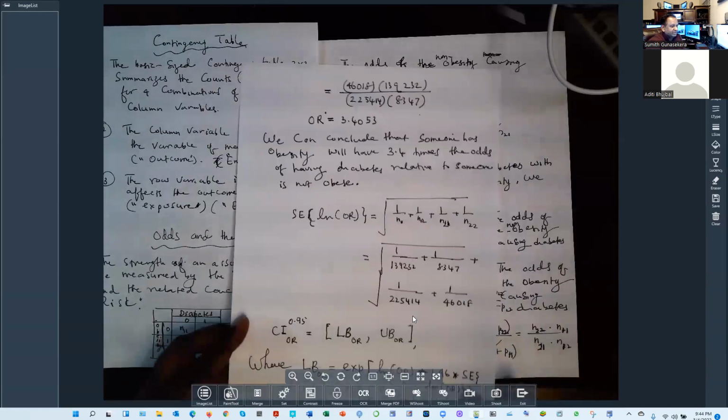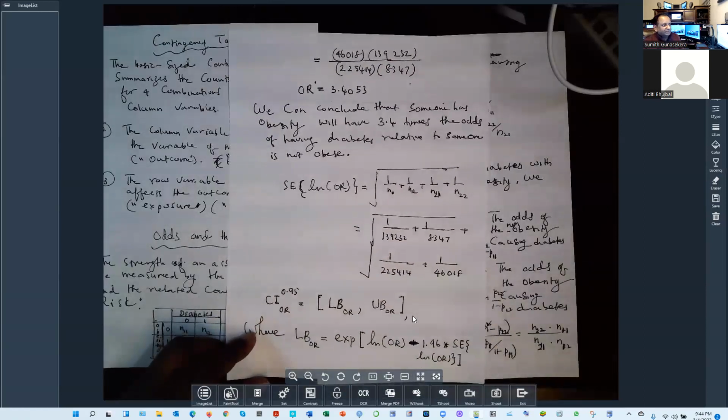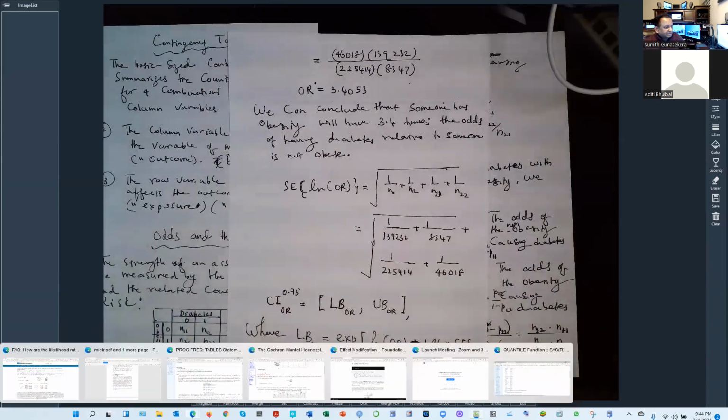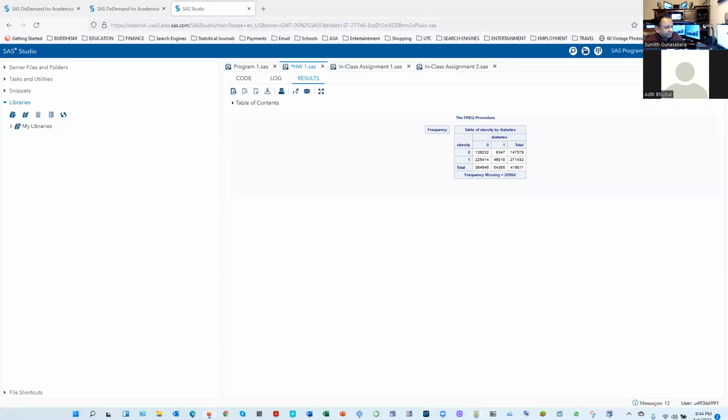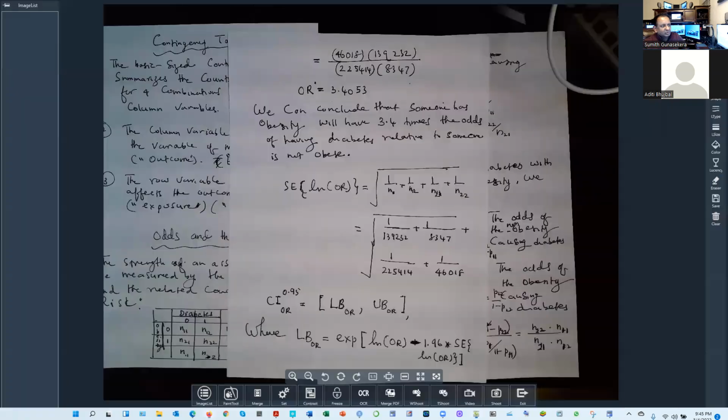Those numbers we have: 46, 018. These are all the numbers. This is N11, N12, N21, N22. You plug in these numbers, then you get the odds ratio of 3.4053. But they want this one to be done by hand.